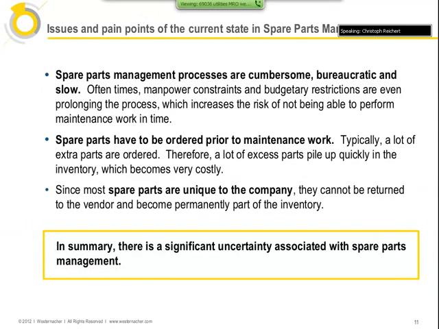What are the issues and pain points in today's spare parts management? Spare parts management processes are usually cumbersome, bureaucratic, and slow, with the potential result that maintenance work cannot be performed as planned and on time. Long lead times require utilities to order spare parts ahead of maintenance work. If not forecasted properly, this can lead to excess parts piling up in the inventory, tying up working capital. Spare parts used by utilities tend to be unique to the company, which means that they cannot be easily returned once they have been ordered, and they will be held in inventory. To sum it up, there exist significant uncertainties and inefficiencies related to spare parts management today.